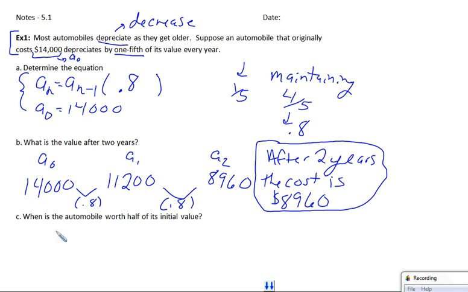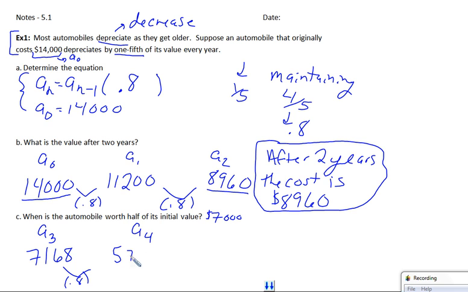Okay? Alright, when is the automobile worth half of its initial value? So half of that 14,000, so we're looking for 7,000. So let's keep going. A sub 3, so we're going to take 8,960, multiply it by 0.8, will give us 7,168, ooh, real close. And then A sub 4, so take this guy and multiply by 0.8, will give us 5,734.4. So somewhere in between here, we hit that 7,000.